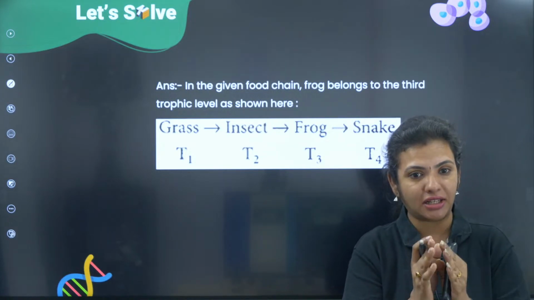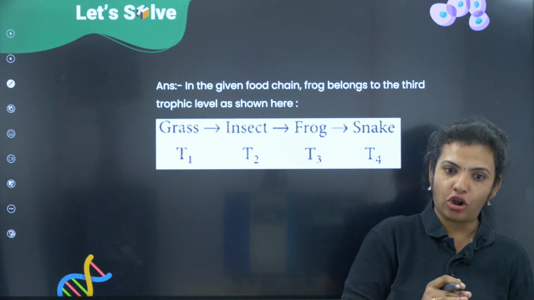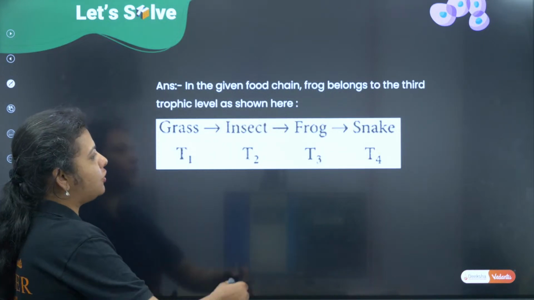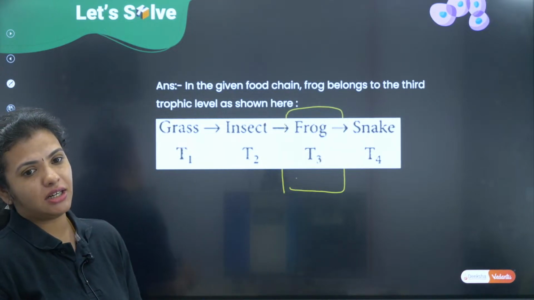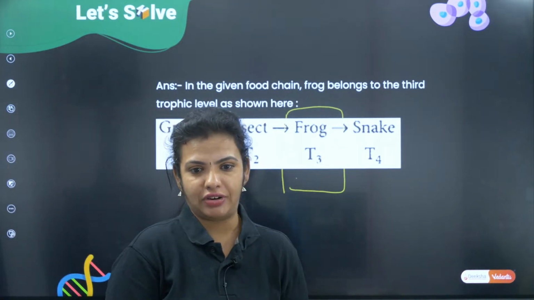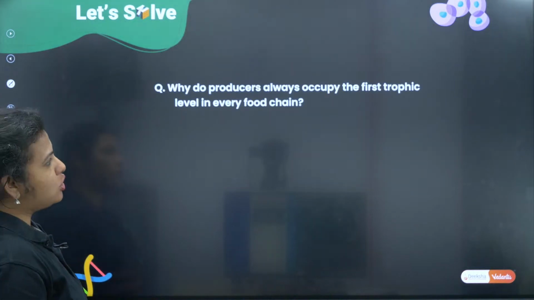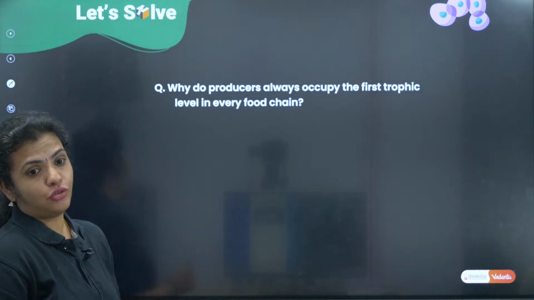Grass being eaten by the insect, insect being eaten up by a frog and frog eaten by a snake. So, here if we are focusing on the frog, it is secondary consumer, that is the third trophic level. All right. Why do producers always occupy the first trophic level in every food chain?